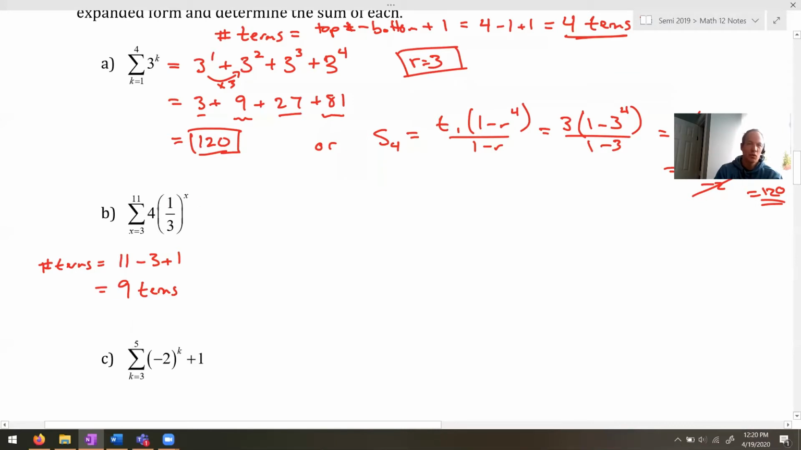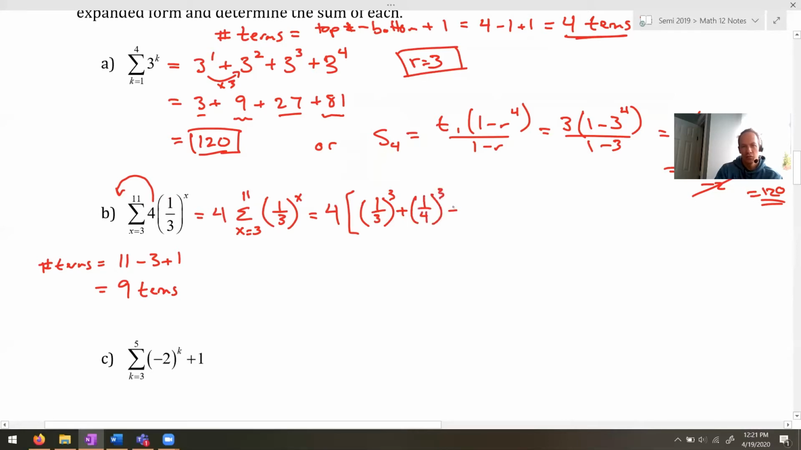And instead of writing out the 4 in every case, I'm actually going to factor that out, and I'm going to write it like this. So here's 4 sigma, and then this is 1 over 3 to the power of x. So if I wrote this whole thing out, this would be 4, and then big brackets for the rest of the sum: 1 over 3 cubed plus 1 over 3 to the power of 4 plus 1 over 3 to the power of 5, and we would keep on going, dot, dot, dot.